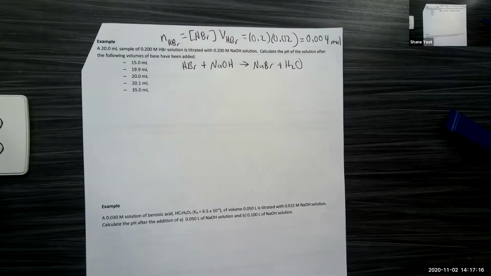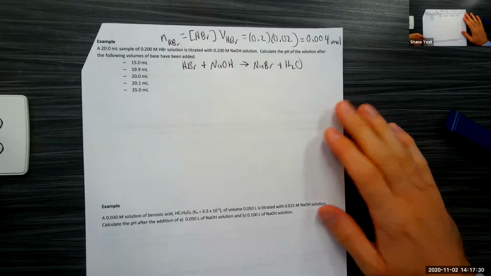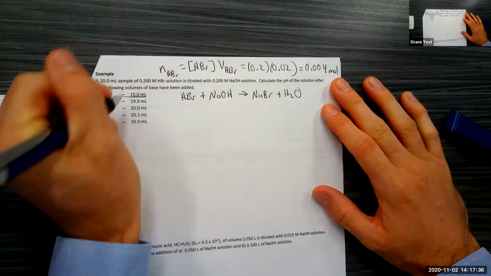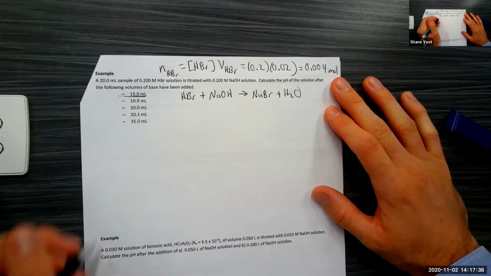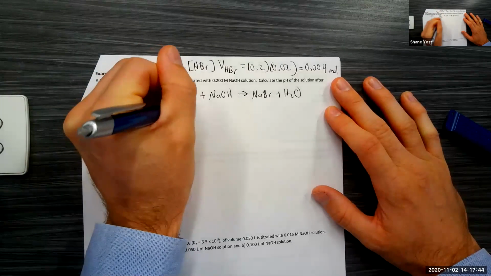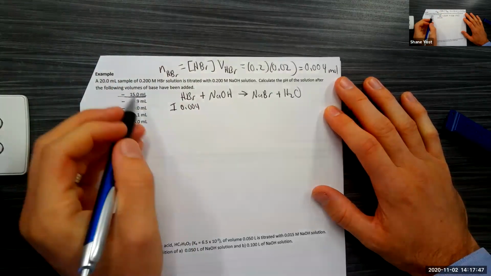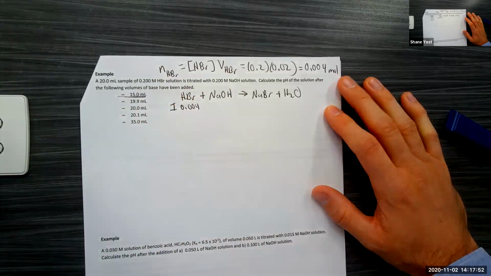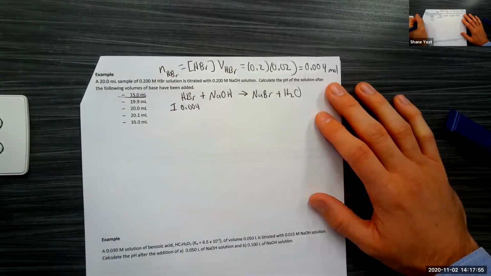That's the same every time. No matter what volume of my strong base I add, that is the number of moles I started with, and it's going to react with the strong base that's added. So let's do the 15 milliliters example. Initially I have 0.004 moles of HBr. I've added 15 milliliters of my strong base NaOH, which is 0.2 molar.